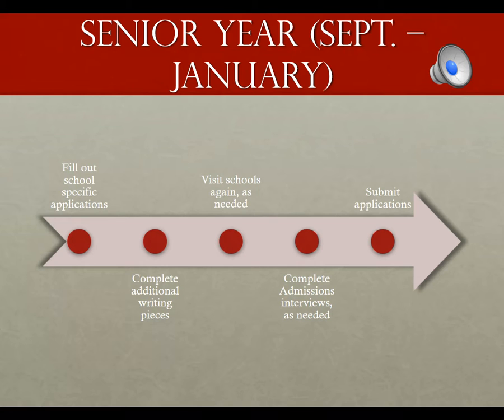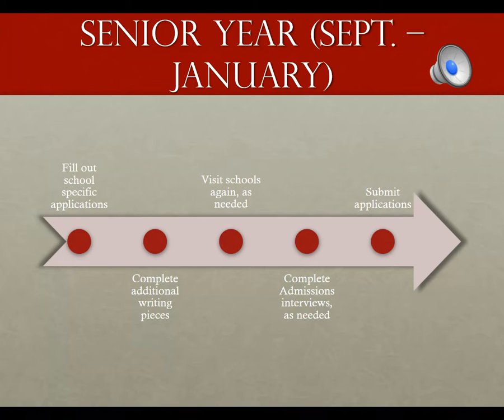The fall of senior year should be spent filling out additional applications. Not all schools accept the Common App. And again, I'll go into this later during our application section, but some schools want students to fill out their own application or a school-specific application. State schools are notorious for this. If your son or daughter hasn't already done this, they can complete that during the fall of senior year. They can also write additional essays and complete additional writing pieces.